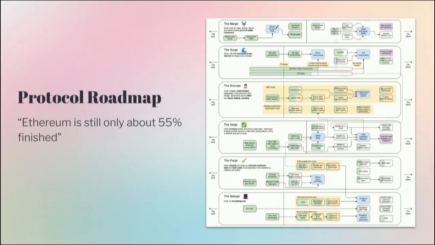I'm sure many of you have probably seen this image. This is the roadmap produced by Vitalik as of late last year. He quoted that Ethereum's around 55% finished at this point. That may have been changed a little bit since then. Just to note that this roadmap is not canon per se. It is a one-person overview of where they see the protocol going.